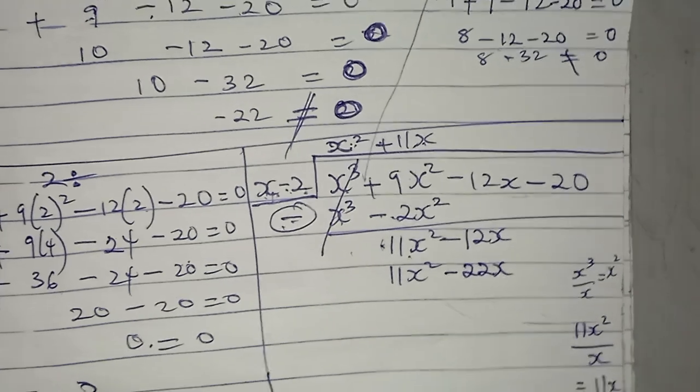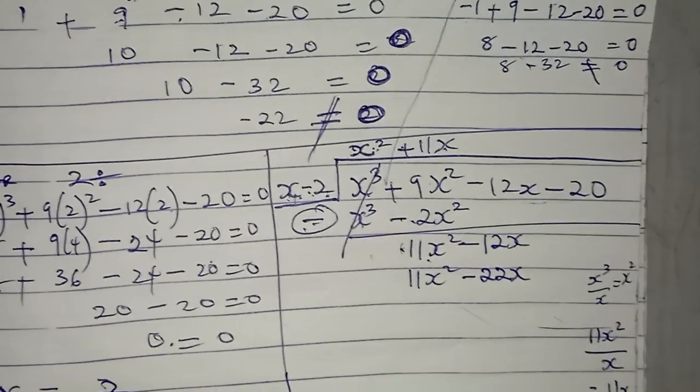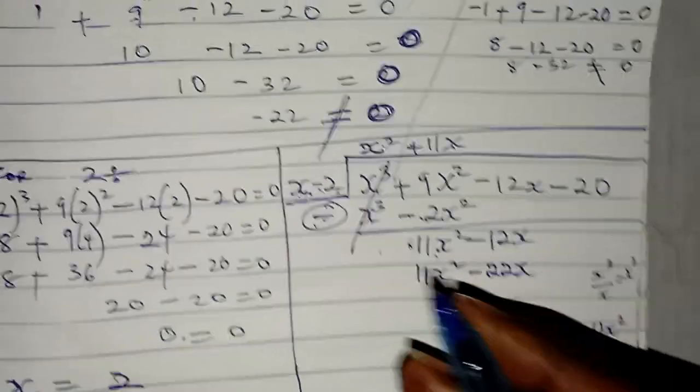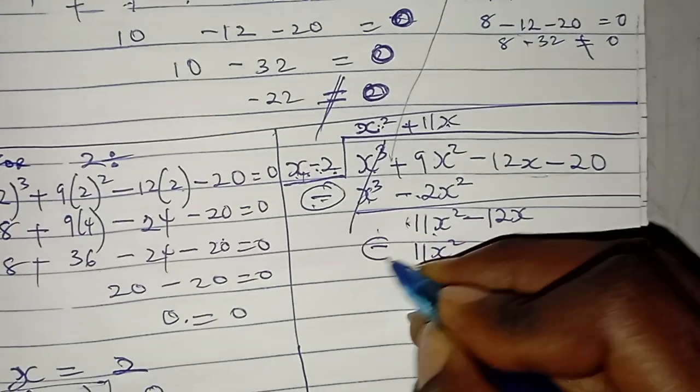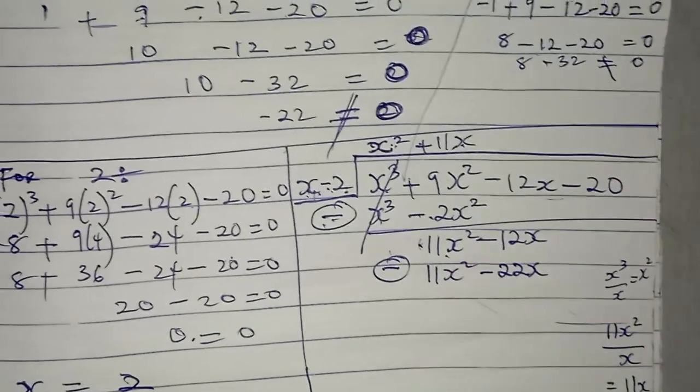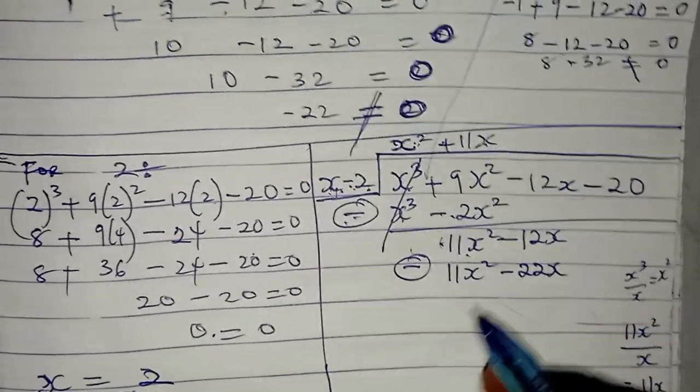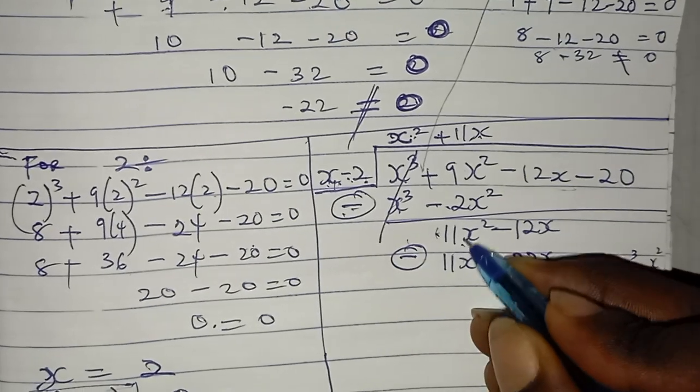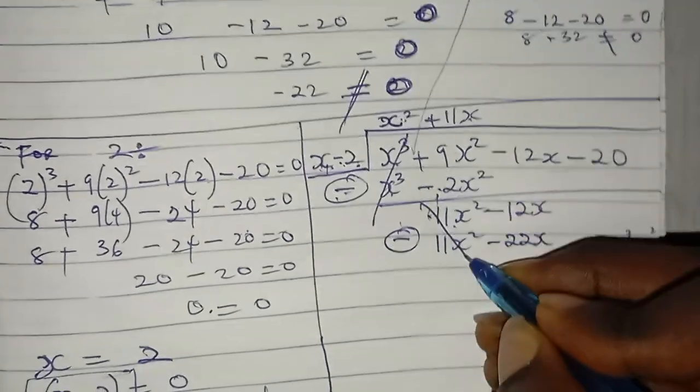Alright, so at this point we've been able to multiply. The next thing is to subtract. Daddy, mommy, sister, brother. Subtract. So we do 11x minus 11x. It will get out.